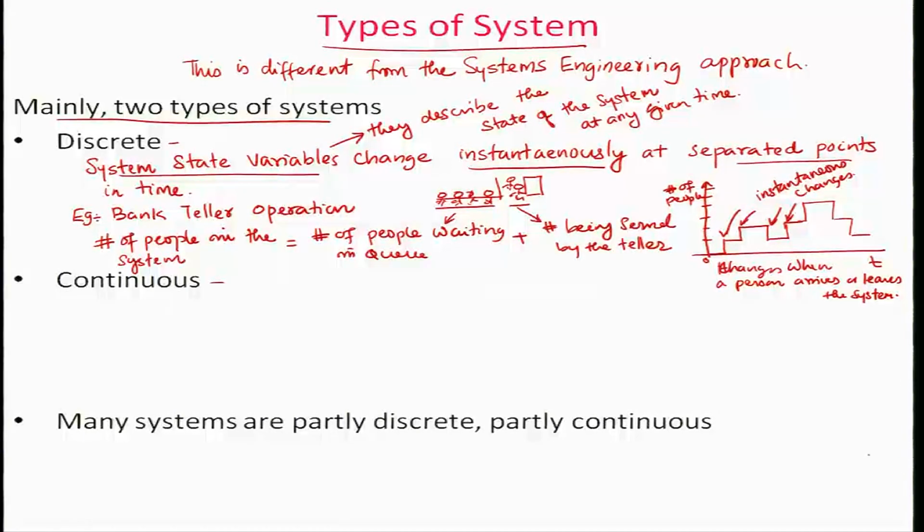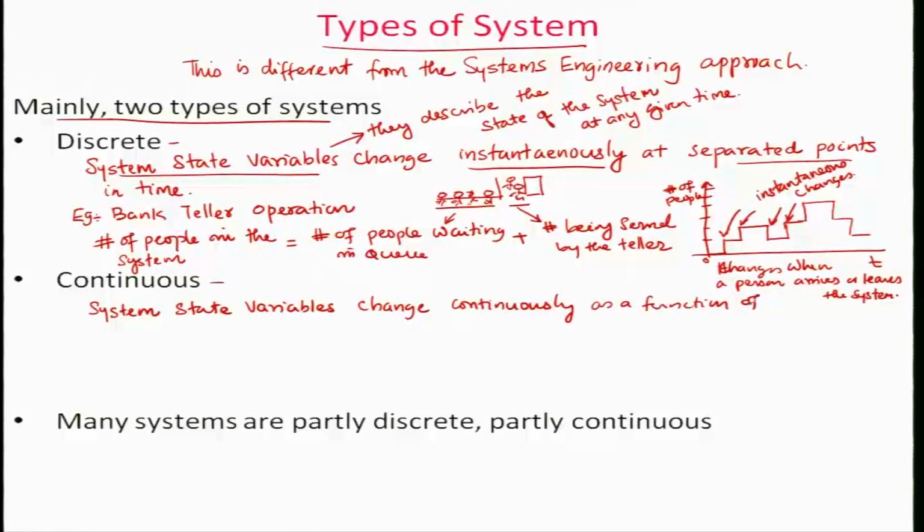And what would be a continuous system? A continuous system is one where system state variables change continuously as a function of time. One example of this would be the flight of an aircraft.